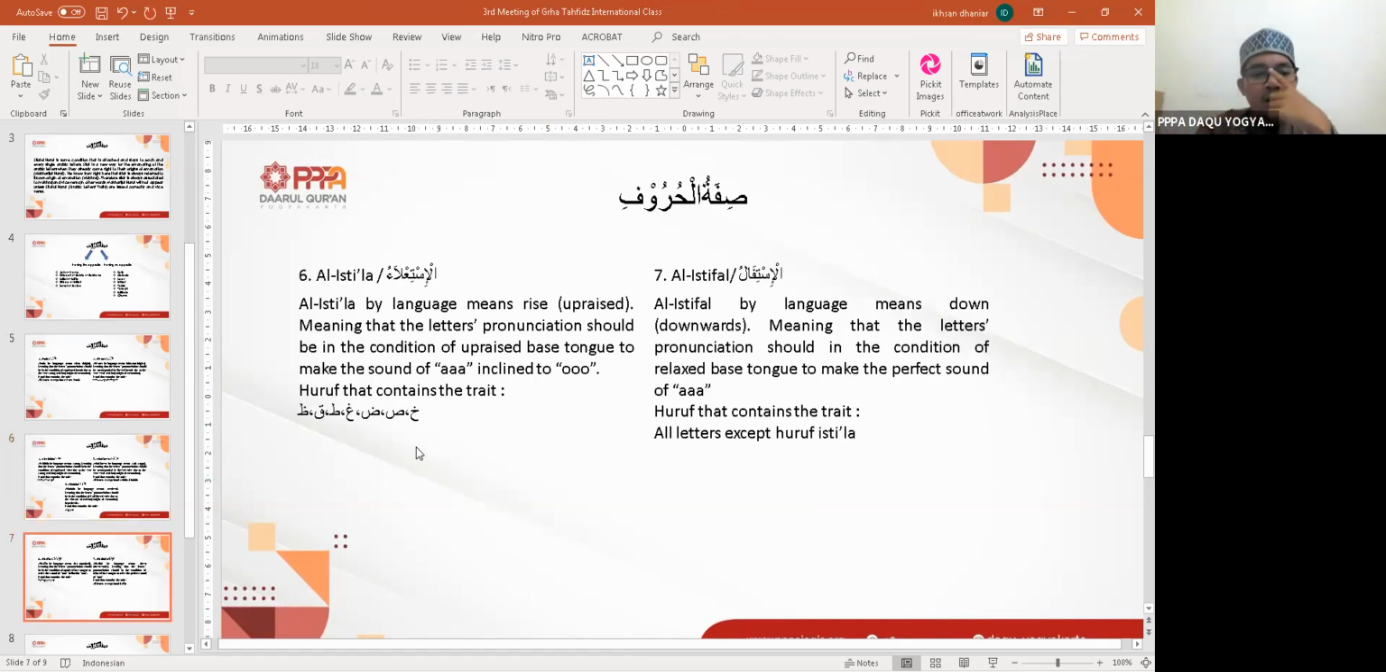Now we have al-isti'la and al-istifal. Al-isti'la opposes al-istifal. Al-isti'la by language means rise or upraise, meaning that the letter's pronunciation should be in the condition of being upraised.